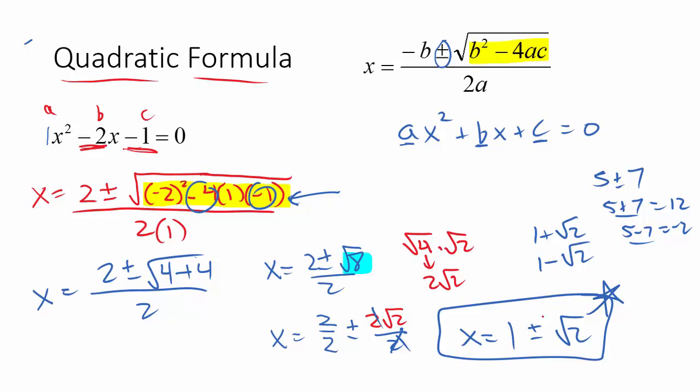If you want a decimal approximation of what that would be, you just type 1 plus root 2 and 1 minus root 2 in your calculator. 1 plus root 2 would give you about 2.4-ish, and then 1 minus root 2 should give us about negative 0.4. And that gives you an idea of about where those would be if you're looking for x-intercepts on a parabola, which you may or may not be to yet.